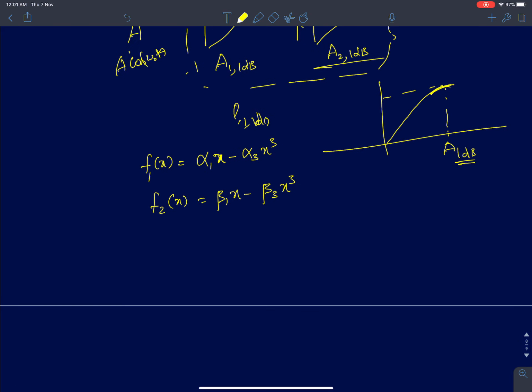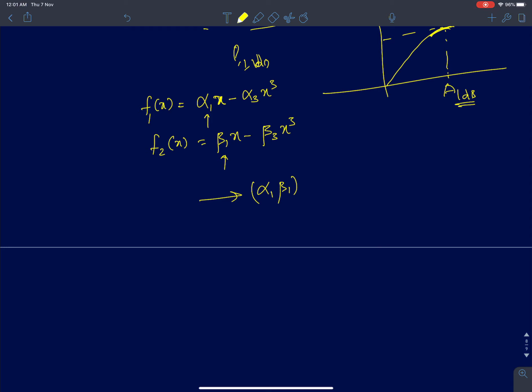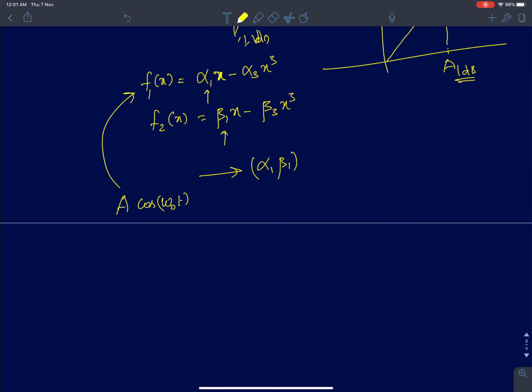Now the overall gain is going to be alpha 1 times beta 1. That's the linear term gain, so that's your nominal gain for this system. Now if I feed an input of A cos omega naught t to the system, first it will go through f1 of x. The output of that is going to be alpha 1 A minus 3 by 4 alpha 3 A cube, into cos omega naught t, and then there is some term, I'll call it this, into cos 3 omega naught t. You will also have a 3 omega naught t term at the output of the first amplifier.